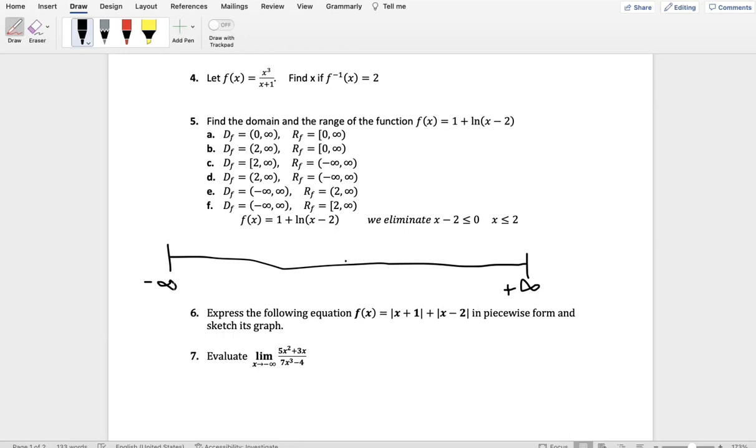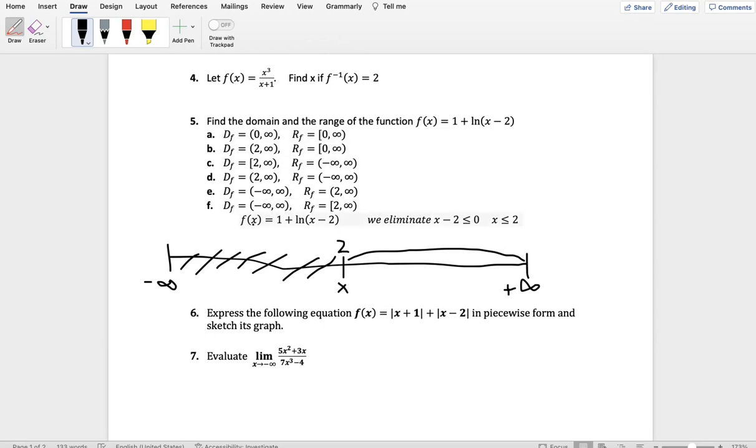And we said that we're eliminating anything that is less than or equal to 2. So if this is our 2 on our number line, we are eliminating 2 and anything that is in this interval here. Okay, so anything that goes there. And we are only considering really anything that is strictly greater than 2. So our domain now should be from 2 to positive infinity, and 2 excluded, right?